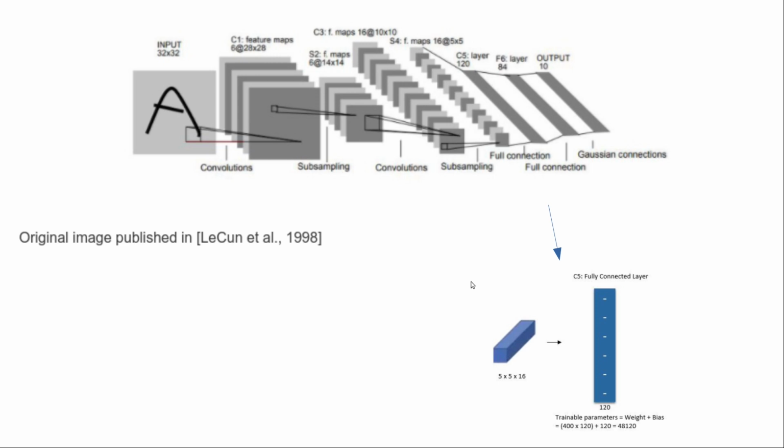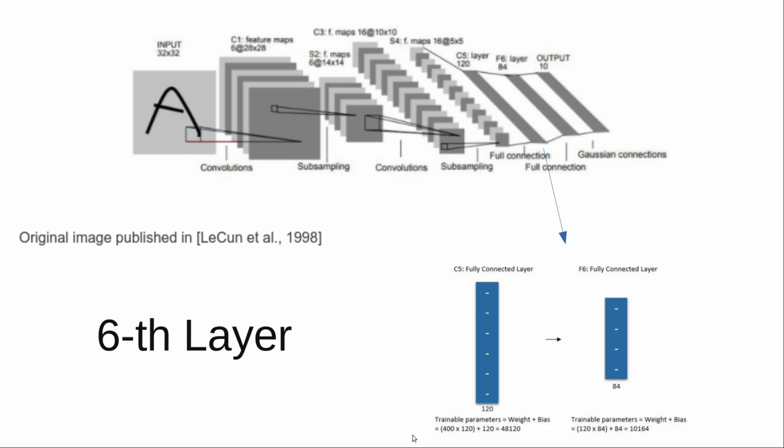And how do I get 400? Because the previous layer had an output of 5 by 5 by 16, giving me 400. And so in this fifth layer, the fully connected layer, the total trainable parameters will be weight plus bias, where weight is 400 into 120, and bias is also 120, giving me 48,120 total trainable parameters. And after this, I will have the next layer, the sixth layer.